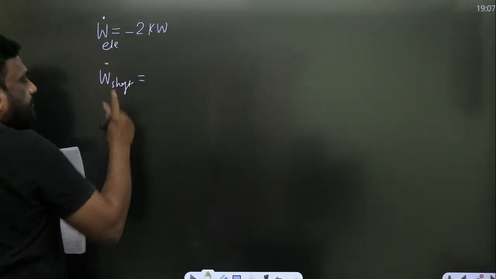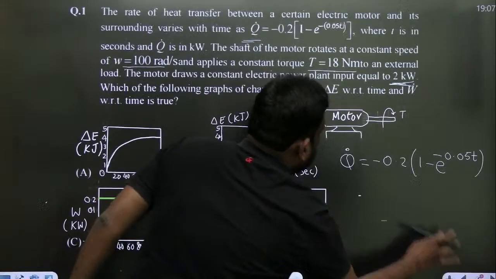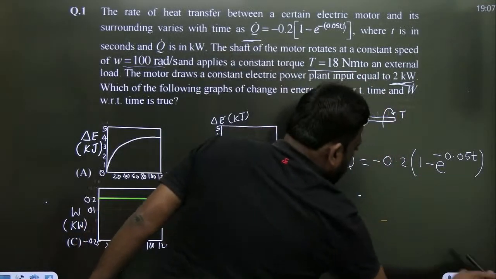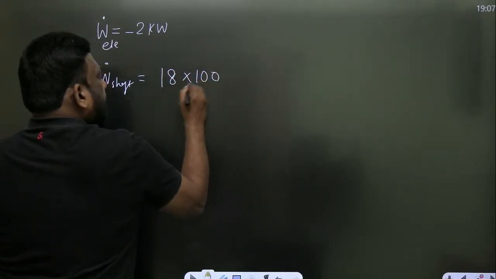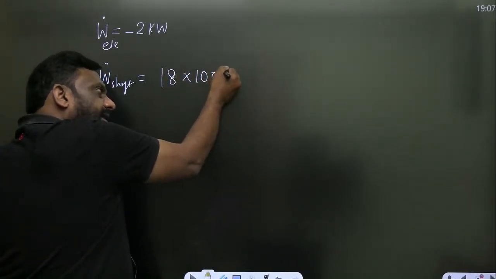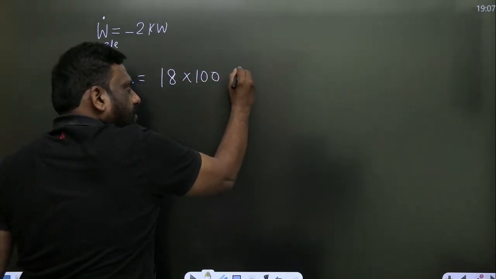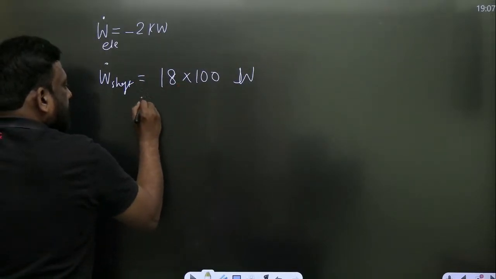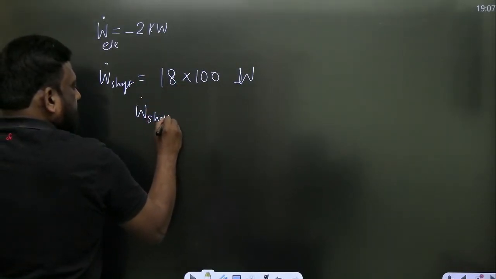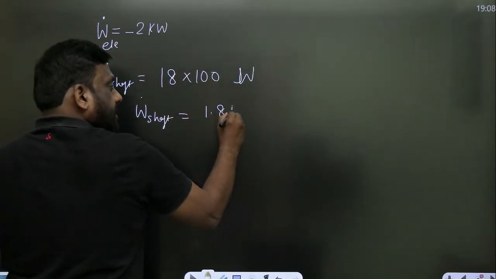It is in rated form. It is torque into omega. The torque is given as 18 and omega is given as 100. So the unit is Newton meter per second, and Newton meter is joule, so joule per second is watt. This will be in watt, and this is positive. If you want it in kilowatt, divide by 1000, it will be 1.8 kilowatt.